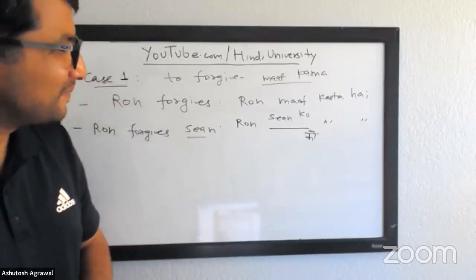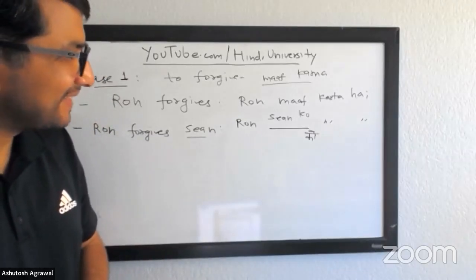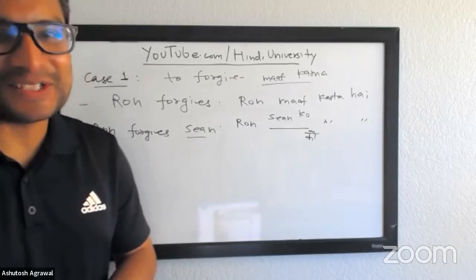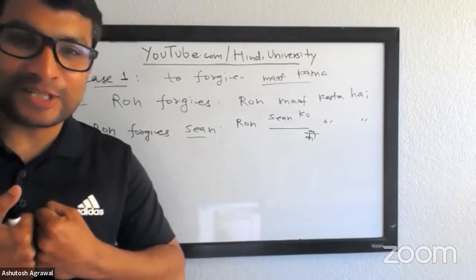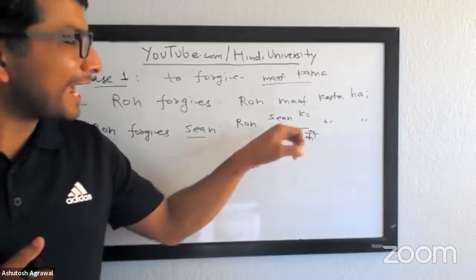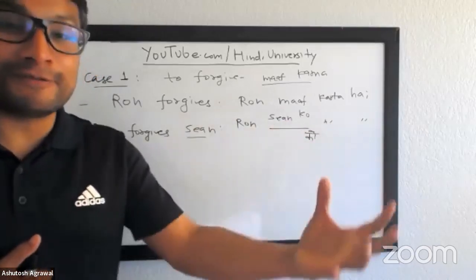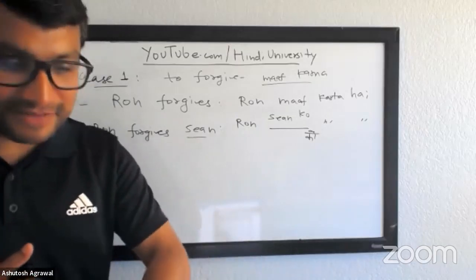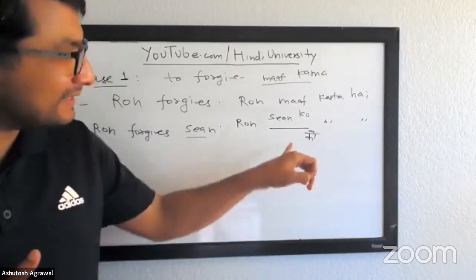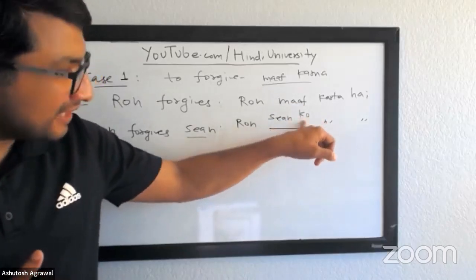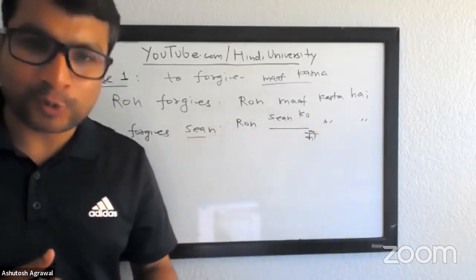It's because Sean is a person and we put the ko after. He's an animate object. That's right. It's when you're receiving something. He's the recipient, the object, who is receiving this action. To forgive is a transitive verb, and there has to be an object receiving that action. So when the object is animate, it will be followed by the postposition ko.